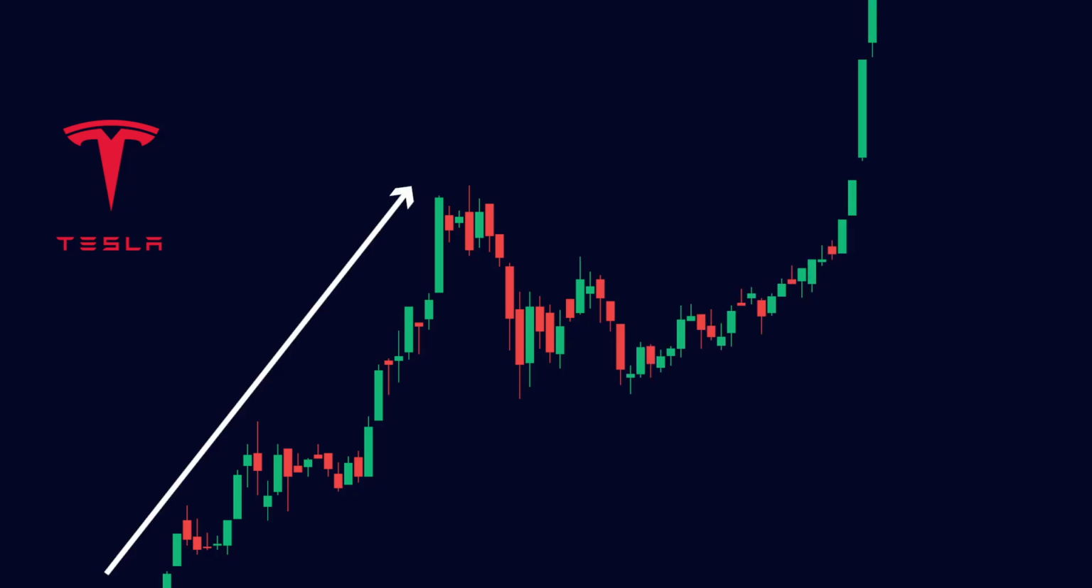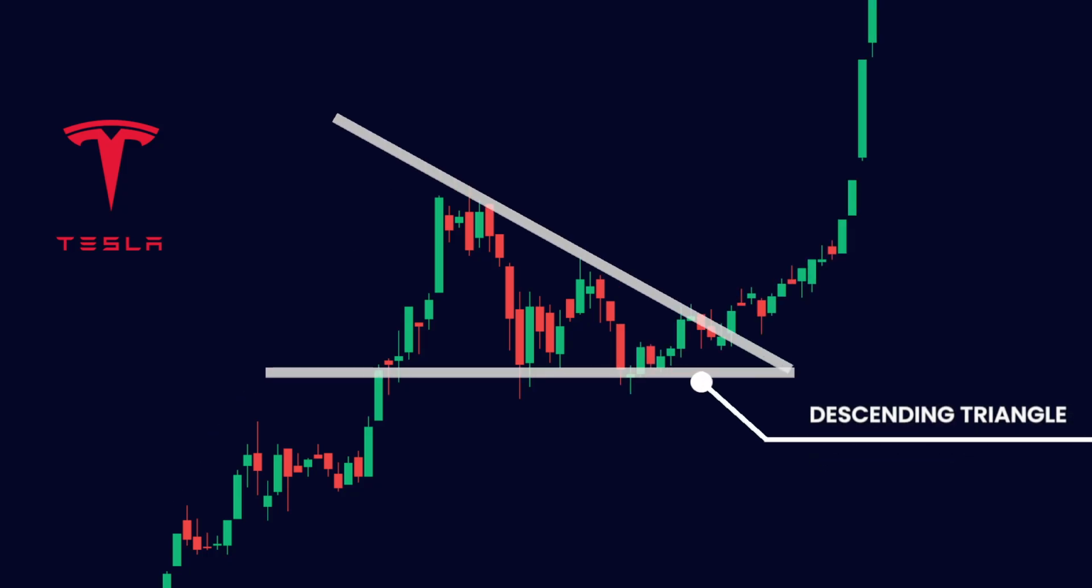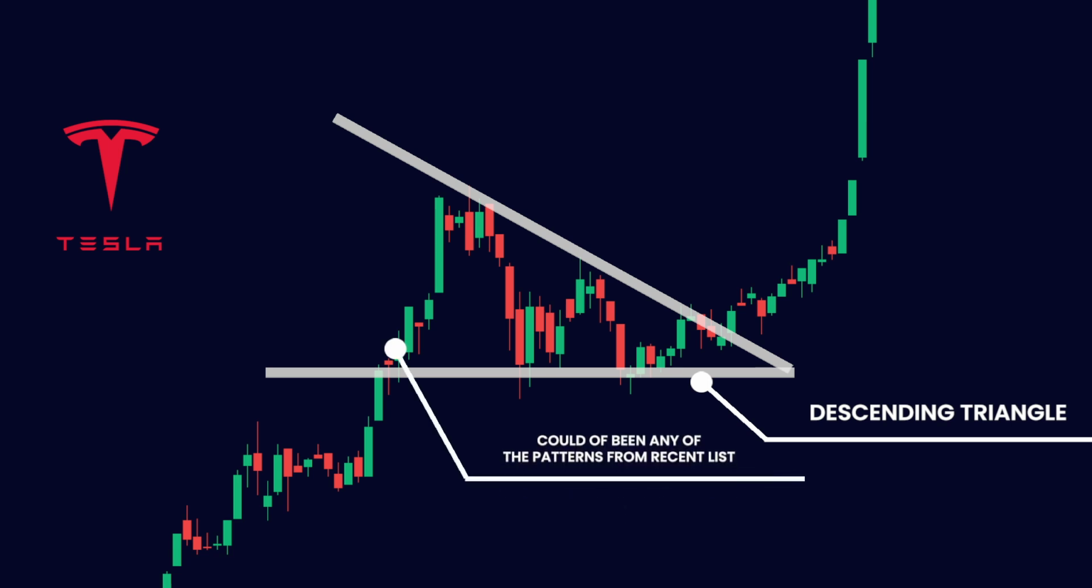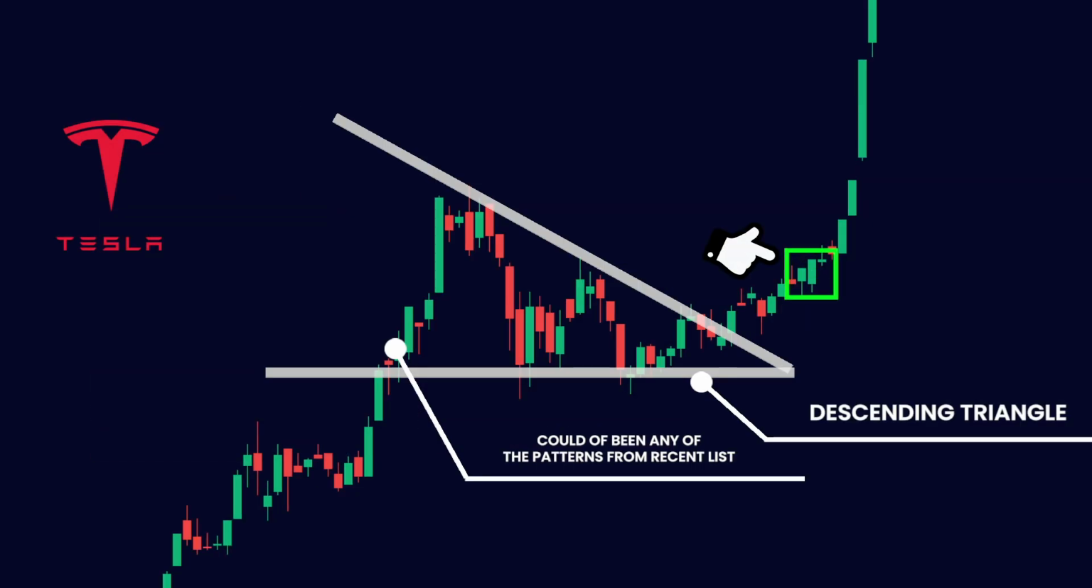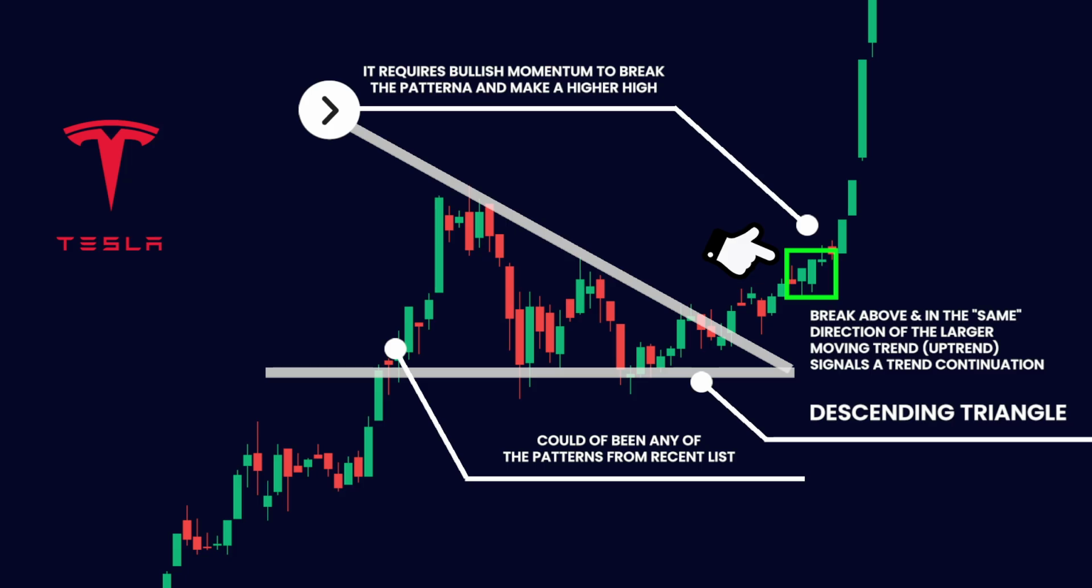Here's an example with Tesla's chart. You'll notice an upward trend leading into a descending triangle setup. Just to clarify, any of the patterns we discussed could have appeared here. But in this case, it's a descending triangle. If the price breaks above that triangle, it's a signal that the trend is continuing upward. That breakout takes bullish strength, creating a new high. At that point, you'd start taking long trades on shorter intraday timeframes since the trend is now confirmed.